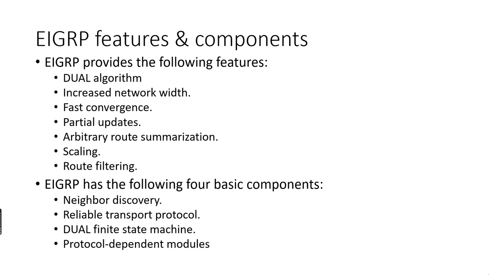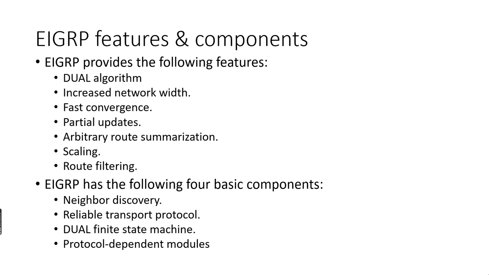large networks. Then route filtering. Yes, EIGRP for IPv6 provides route filtering using a particular command, which is distribute-list prefix-list. The use of a route map command is not supported for route filtering for a distribute list. So you have to use the command called distribute-list prefix-list for route filtering.